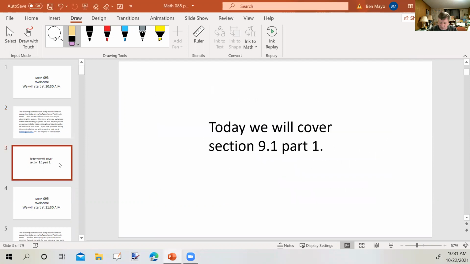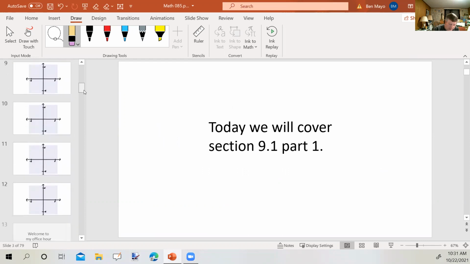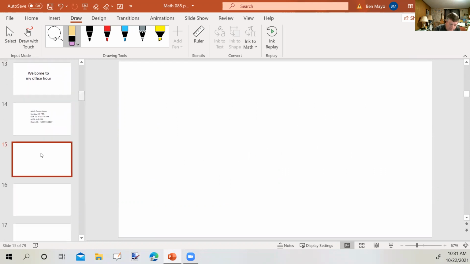Alrighty, so today we're going to cover section 9.1, part 1, first part of it that is. So let's go ahead and get started. So this is 9.1, part 1. And we're going to be dealing with radicals, roots, square roots, cube roots, those kinds of things, and graphing them as well.